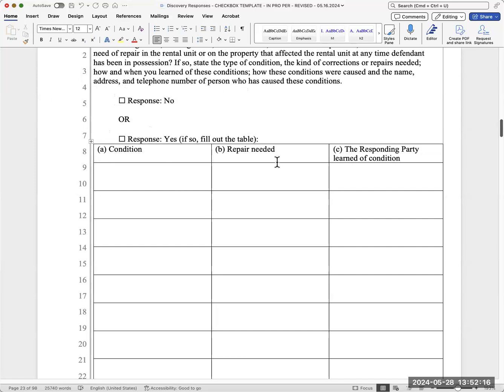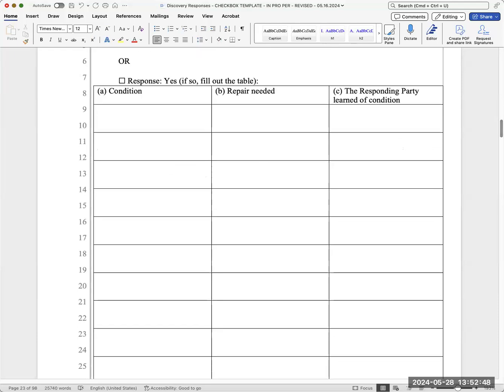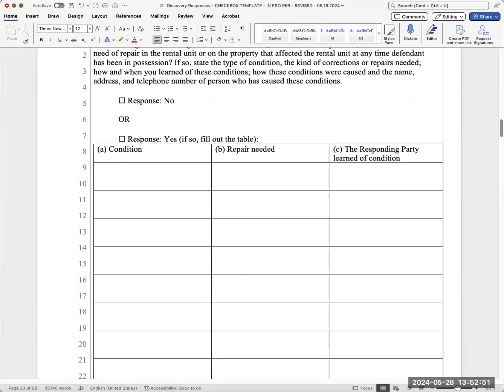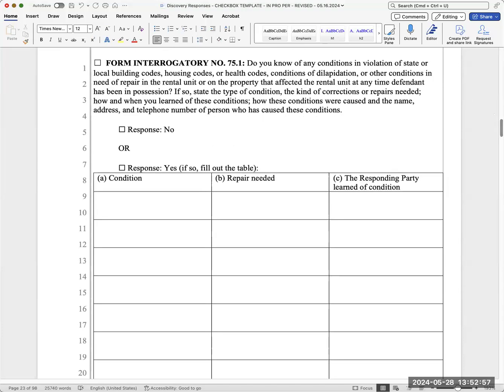This is the bad condition. This is what I suspect the repair needs to be. And this is how and when I learned of that condition. And you can also put an explanation about what you did once you learned of the condition. I notified the landlord, I notified the property manager, this is how I notified. There's another section coming up about notification, but sometimes it can be helpful to put it all in one place here, and then you have it already handy for the next questions. This whole next section is about repairs, so answering this question thoroughly, 75.1, is going to help you answer the rest.